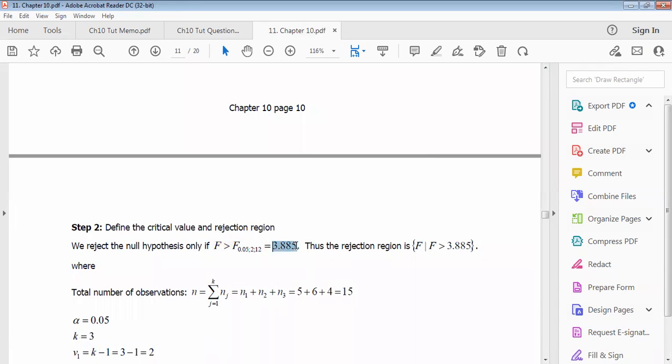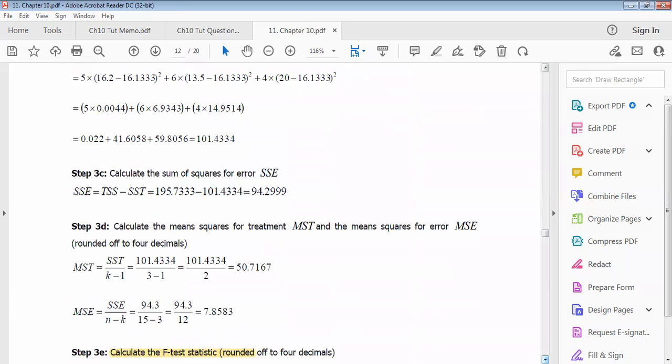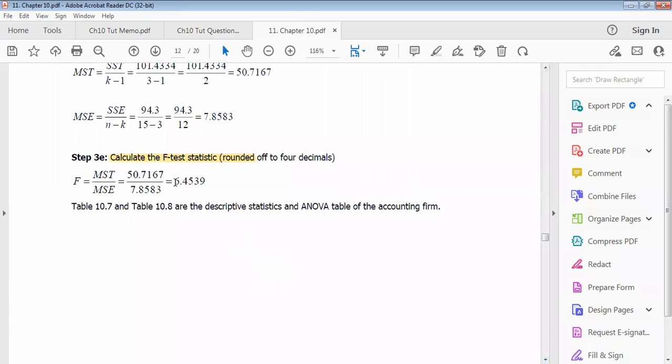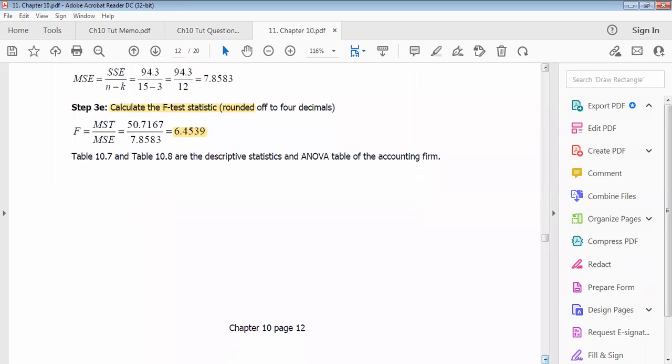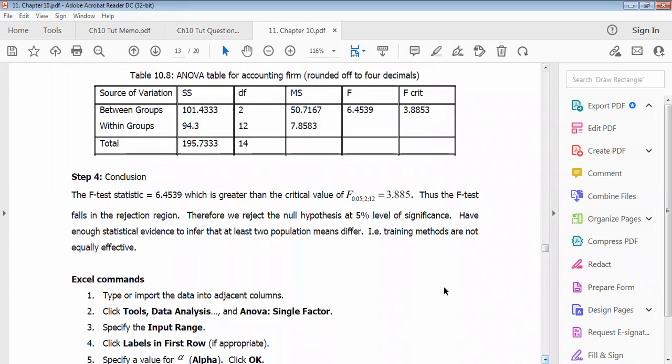So your critical value, this one, if it is greater than the F statistic that you found here, in this case 3.8, then you do not reject. If it's greater, you reject the null hypothesis, if I'm not mistaken. So what I'm saying is, the F test is greater than the critical value. Yes, the critical value is less than the F test, then you reject.